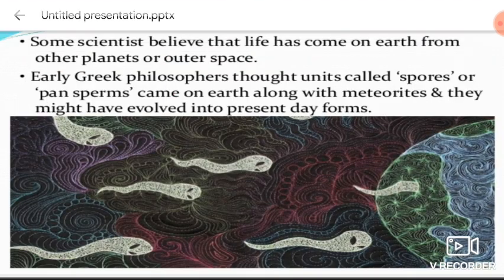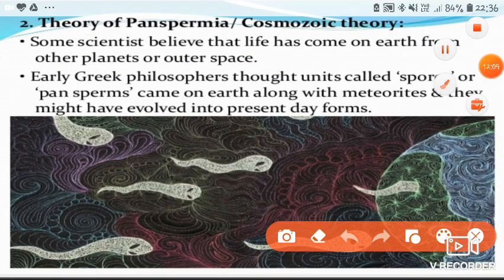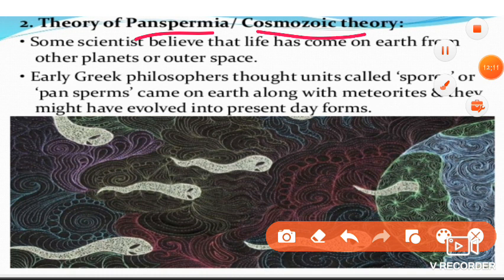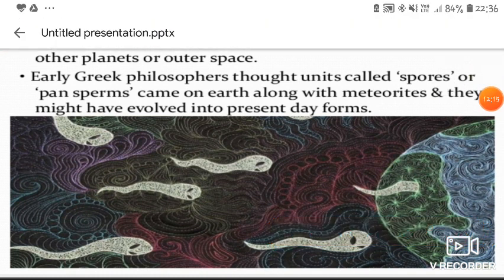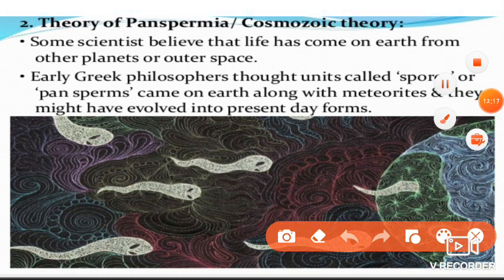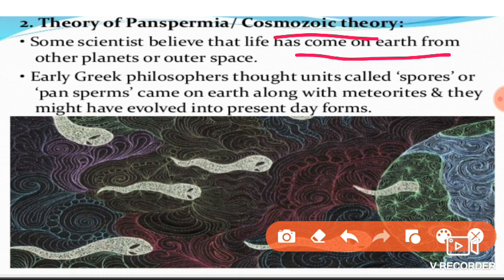Next one, that is the theory of panspermia or cosmozoic theory. In this theory, what it says is that life originated on the earth from other planets or from outer space. From outer space life originated. So many scientists believe like that.